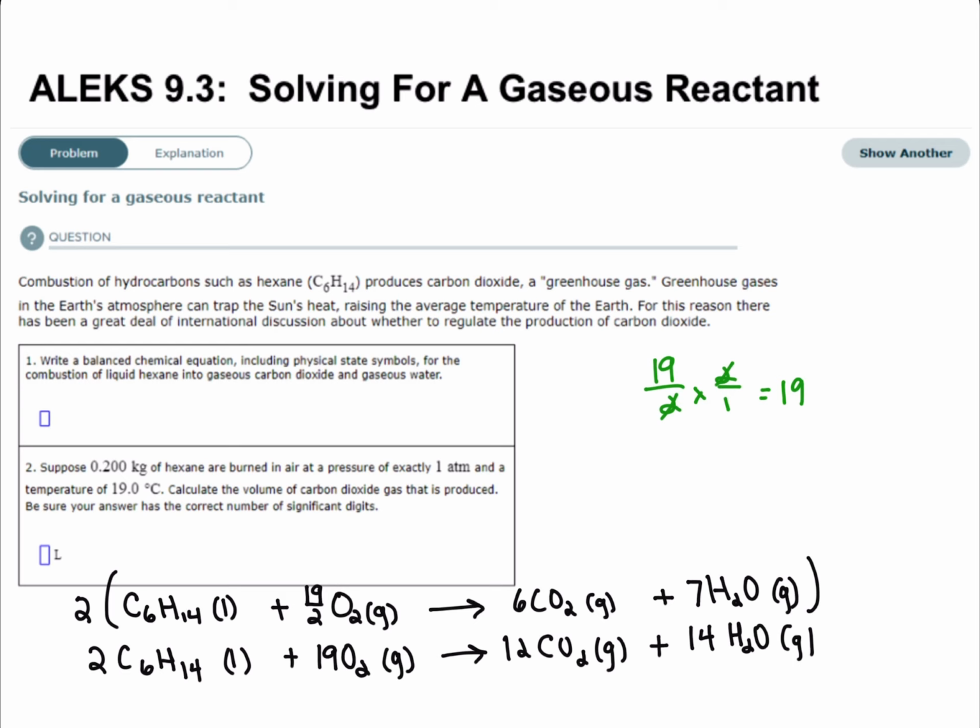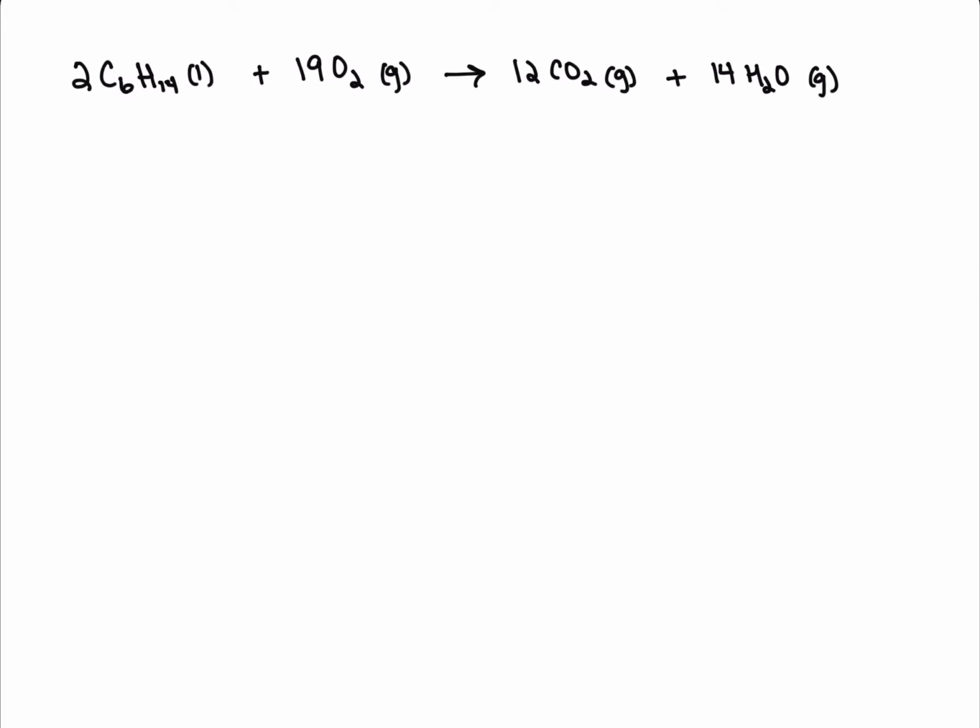Question 2 says, suppose 0.2 kilograms of hexane are burned in air at a pressure of exactly 1 atmosphere and a temperature of 19 degrees Celsius. Calculate the volume of carbon dioxide gas that is produced, and be sure your answer has the correct number of significant digits. So this is my balanced equation.